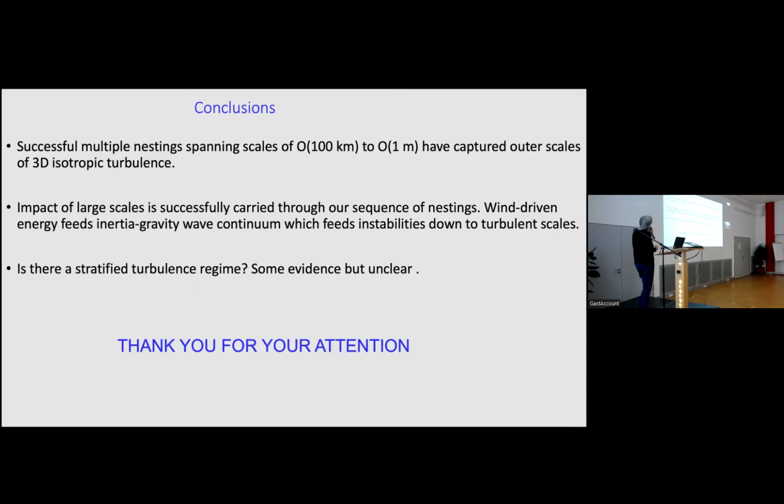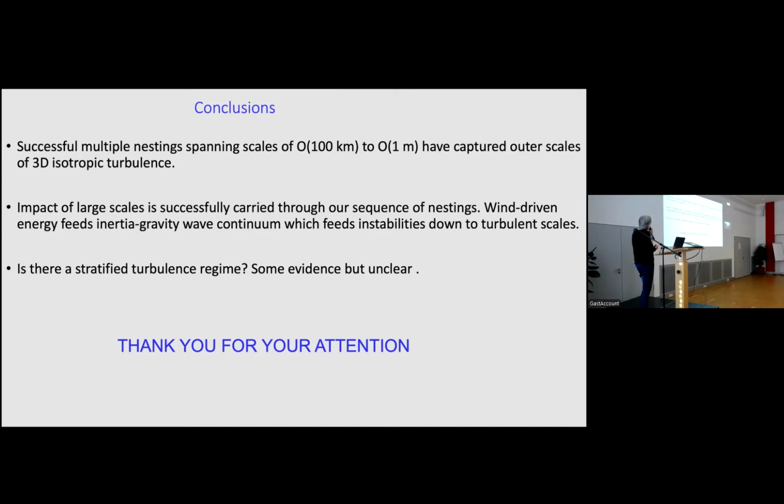I'll stop here and say I think we've successfully nested multiple nests, and we've spanned scales of order 100 kilometers to 1 meter, and we've captured, I believe, the outer scales of 3D isotropic turbulence. The impact of the large scales, I think, is successfully carried out through our sequence of nestings.